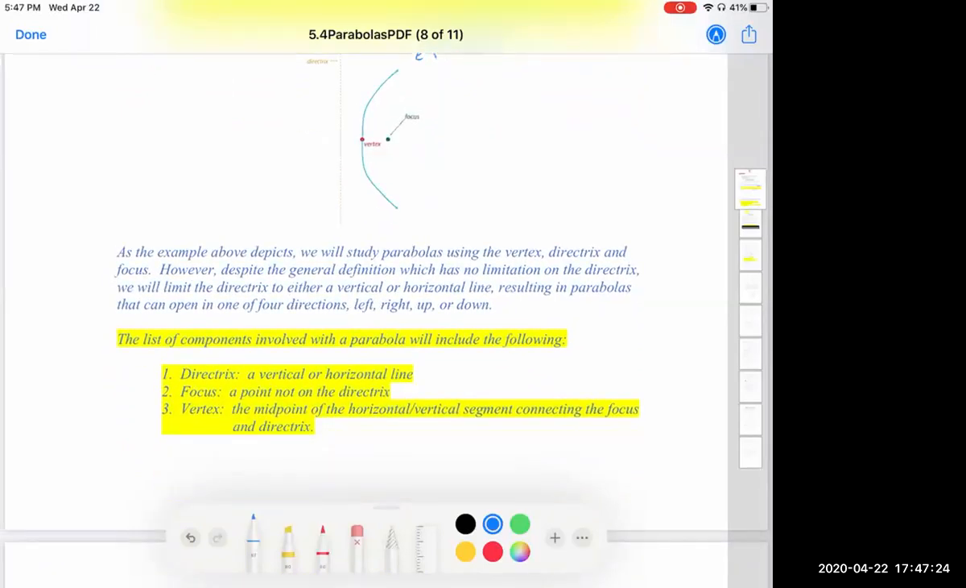As the example above depicts, we will study parabolas using the vertex, directrix, and focus. There's only one focus point, so it's not called foci or plural. However, despite the general definition, which has no limitation on the directrix, we will limit the directrix to either a vertical or a horizontal line, resulting in parabolas that can open in one of four directions: left, right, up, or down.